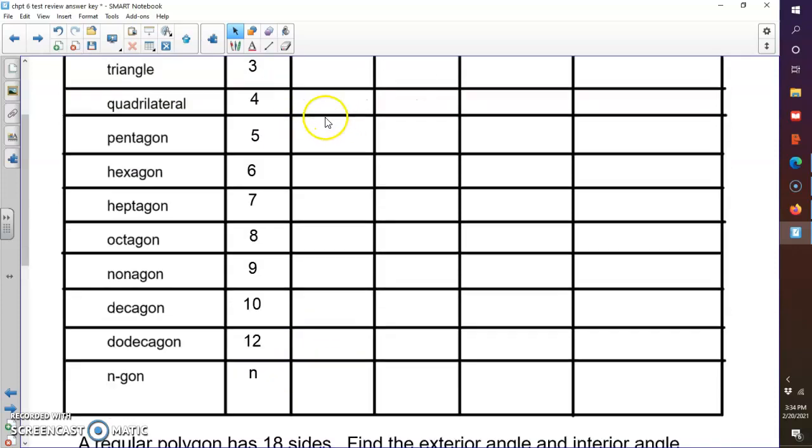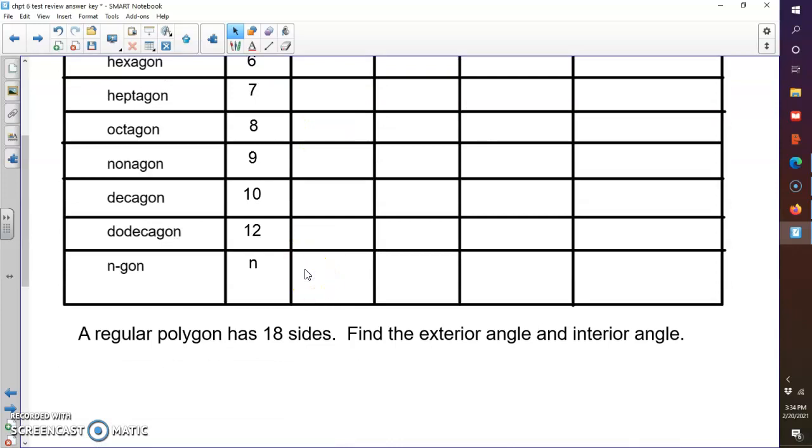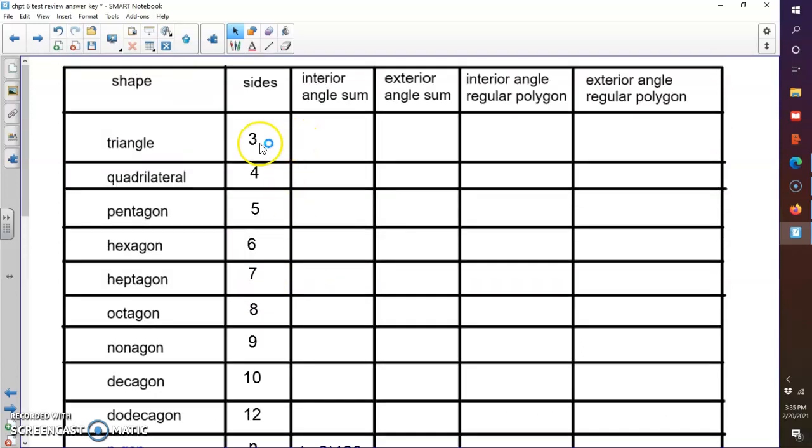Now the interior angle sum is based off of this formula, n minus 2 times 180. So I'm going to work on the bottom here. My interior angle sum is n minus 2 times 180. So 3 minus 2 is 1 times 180 is 180. And 4 minus 2 times 180 is 360. And then 5 minus 2 is 3 times 180 is 540. And then 6 minus 2 is 4 times 180, which is 720. 7 minus 2 is 5 times 180, which is 900.